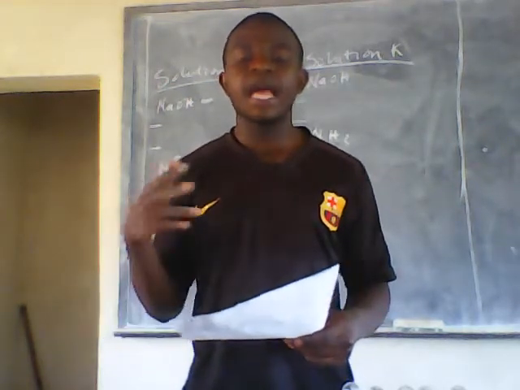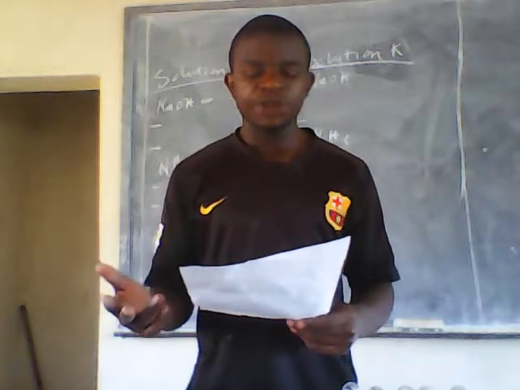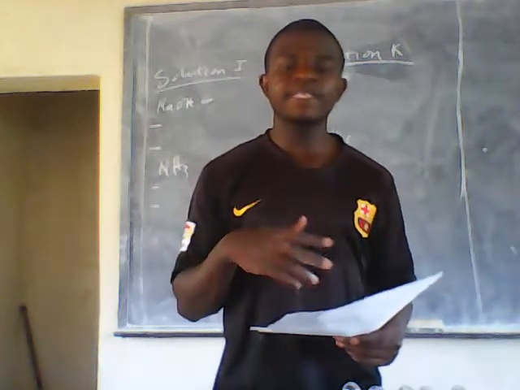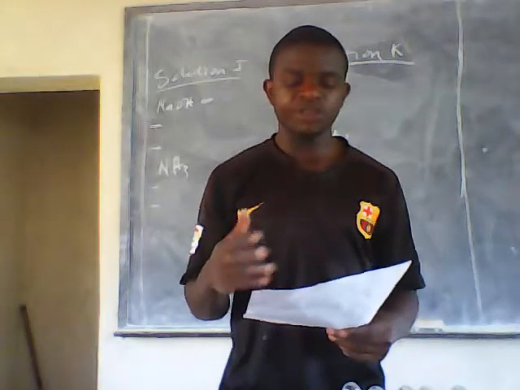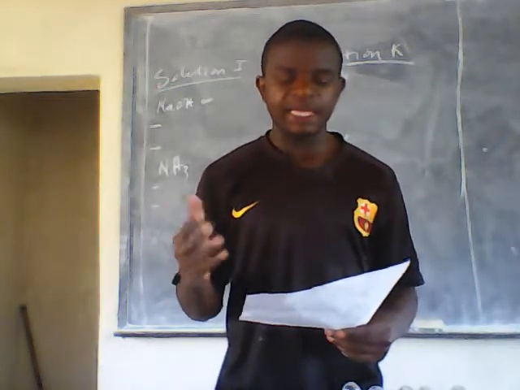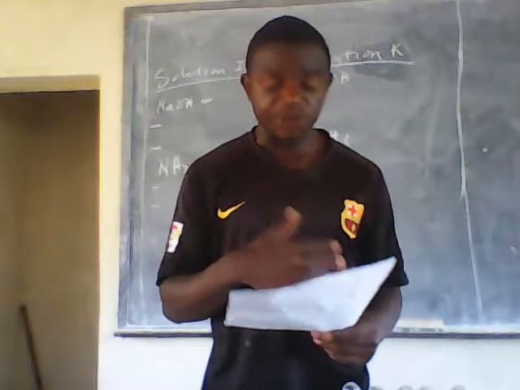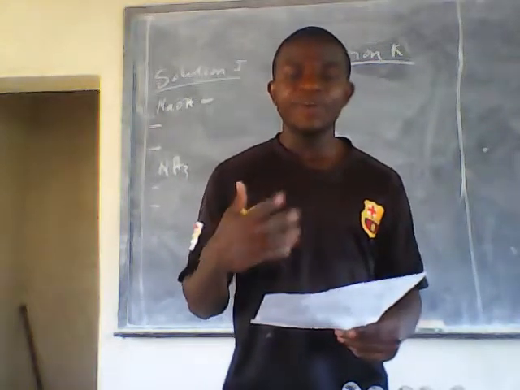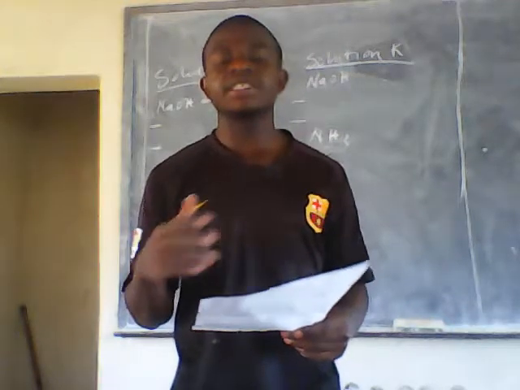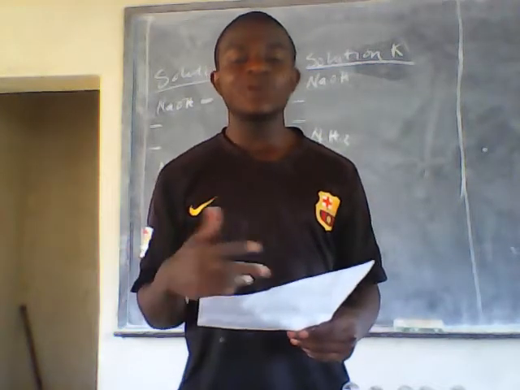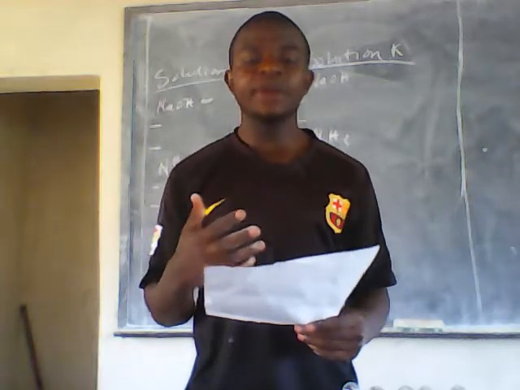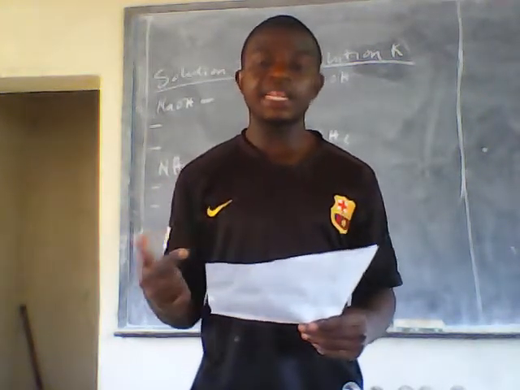For example, if you have been given a solution containing the aluminium ion, you are going to identify that after placing a small portion of the aluminium ion solution into the test tube, and a small portion of sodium hydroxide into that same test tube, you will have a white precipitate. When you add excess sodium hydroxide, you will observe that the white precipitate turns to a colorless solution, which means the aluminium ion is soluble in excess, giving a colorless solution.